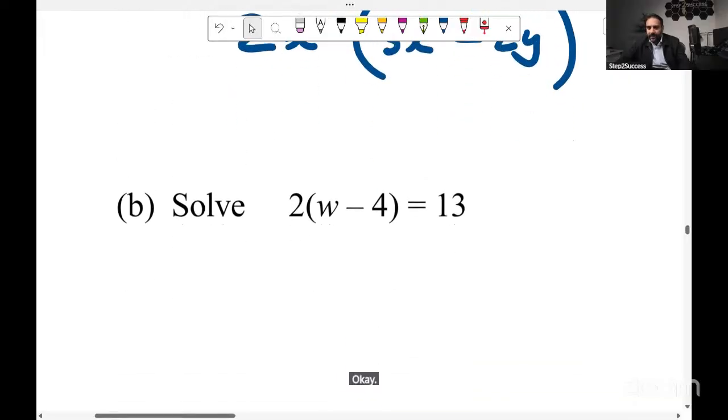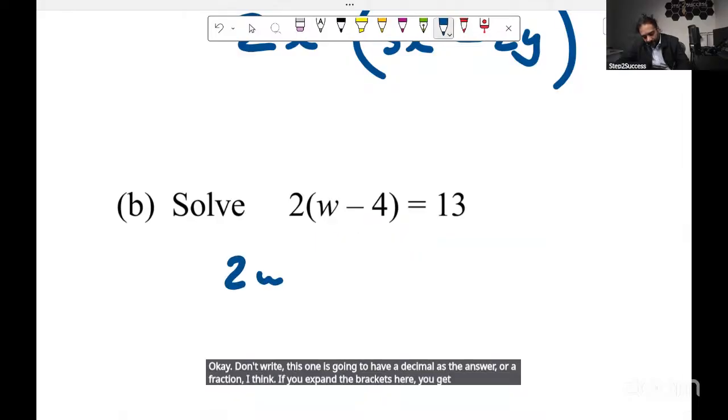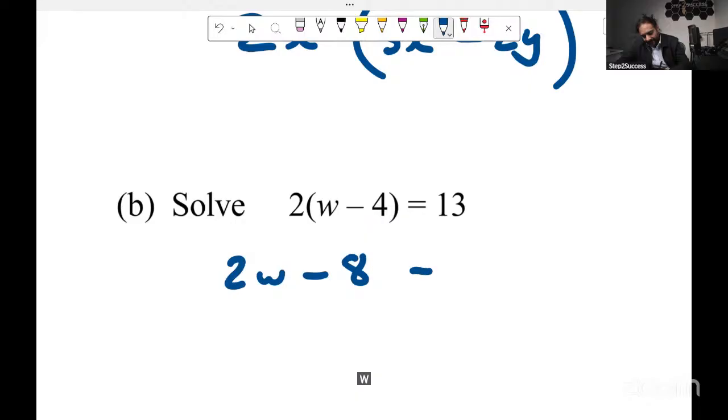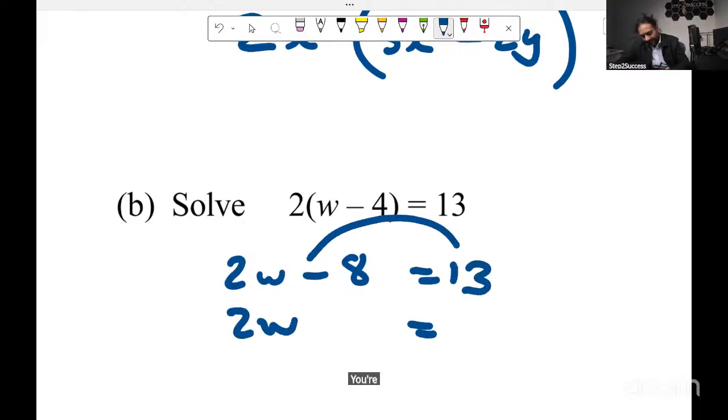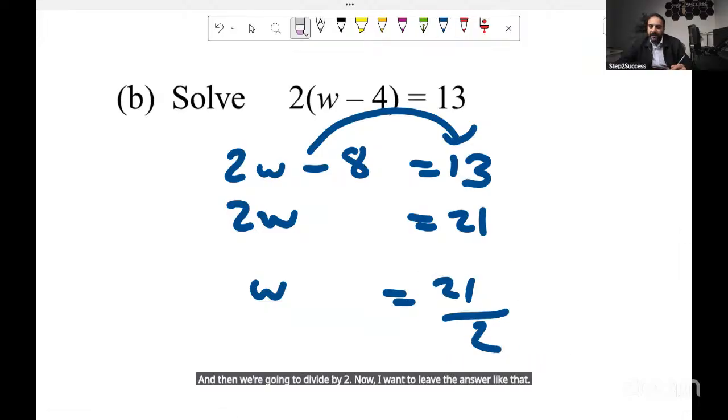Done. Right, this one is going to have a decimal as the answer, or a fraction, I think. If you expand the brackets here, you get 2w take away 8 equals 13. You're then going to add the 8 over to get 21. And then we're going to divide by 2. Now, I want to leave the answer like that, but it is 10 and a half, should you be interested. But I'm going to leave it like that.